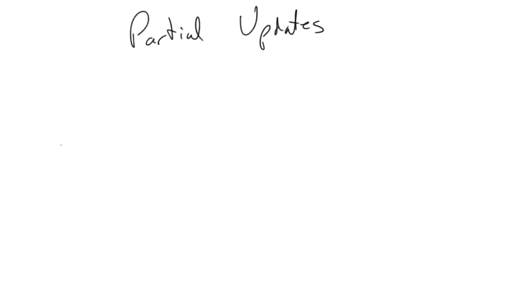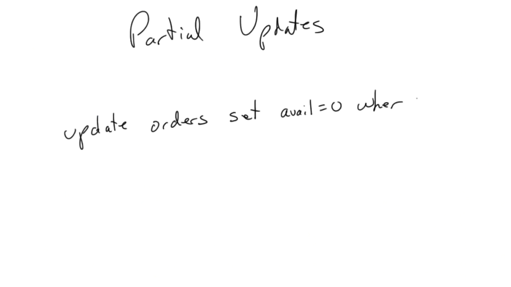Okay, let's talk a bit about partial updates, which are very important. If you think about SQL, UPDATE orders, just to give an example, SET avail = 0 WHERE ID = 123. This is a partial update of the row in the orders table where ID equals 123. I'm going to assume for this example there's only one order with that ID. Maybe that's the primary key.